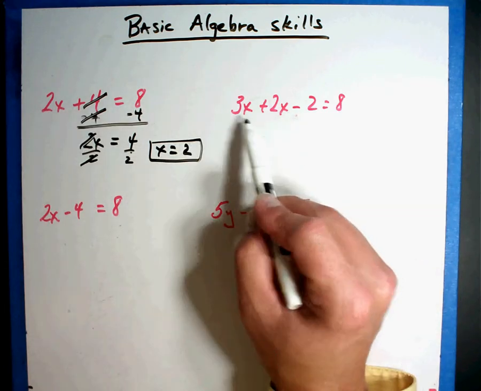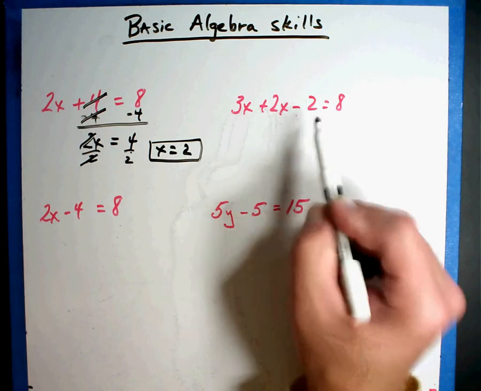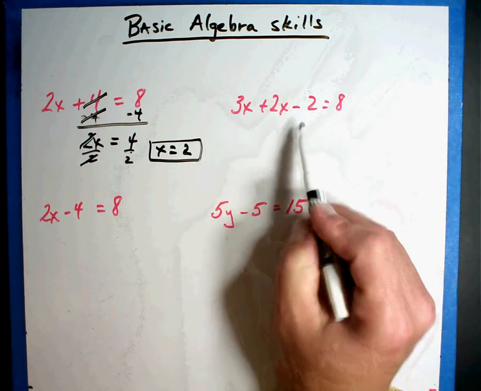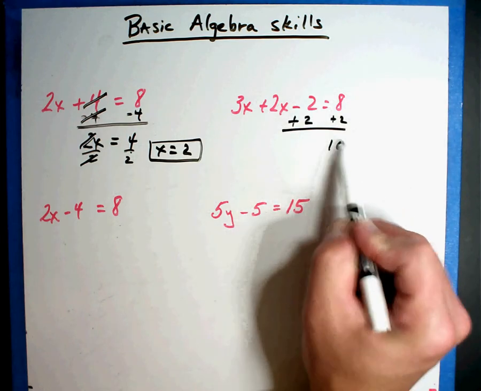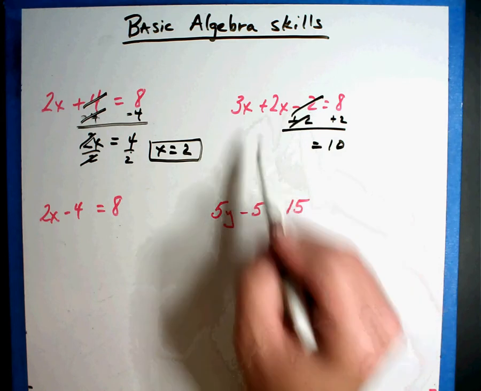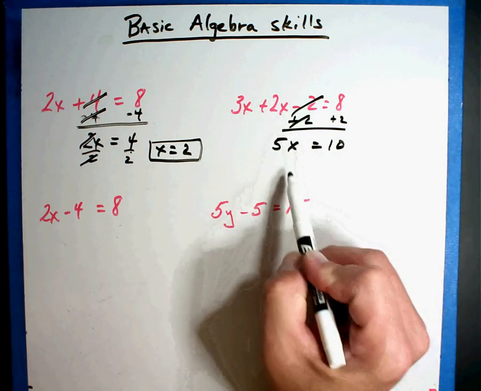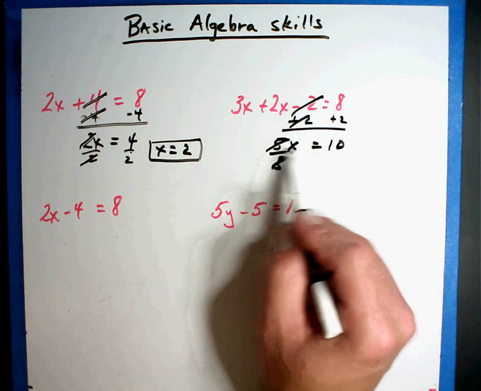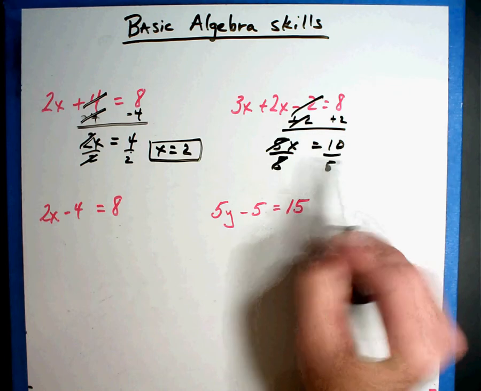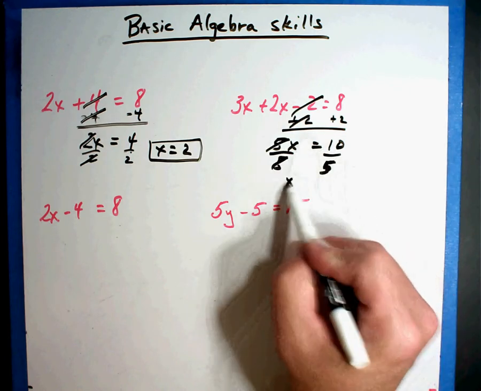Working this one, I've got 2 of them that have x, so I'm going to deal with them in a minute. Let's go ahead and move this number to the other side. So I have to do the opposite, plus 2. So this becomes 10. That's gone. 3x and 2x is 5x. And again, I have to divide by 5 to get rid of the number that's there. It was multiplying, now I divide. Whatever I do on one side, I do on the other. So 10 divided by 5, and this one also is 2.